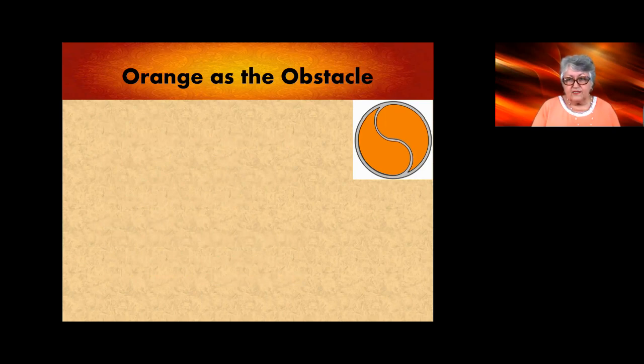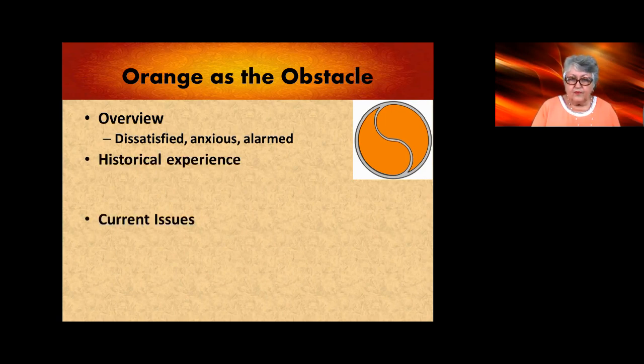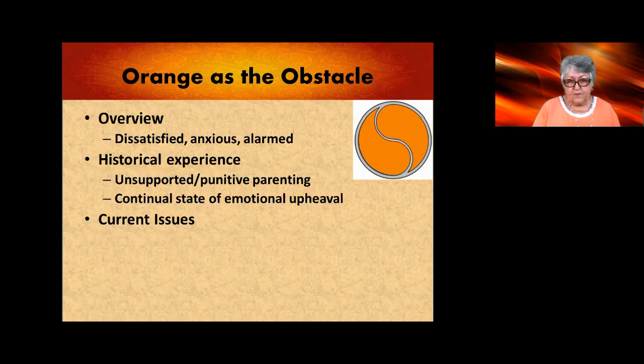As an obstacle, orange has a slightly different way of being. As an overview, the orange obstacle creates a sense of dissatisfaction, heightened anxiety, and the person is alarmed about even minor issues. Historically, they have had an unsupported or a punitive parenting whereby they were never encouraged to take any sort of affirmative action themselves, but were very much punished or decried for attempting anything that was even mildly dangerous. They then grow into people who develop a continual state of emotional upheaval.